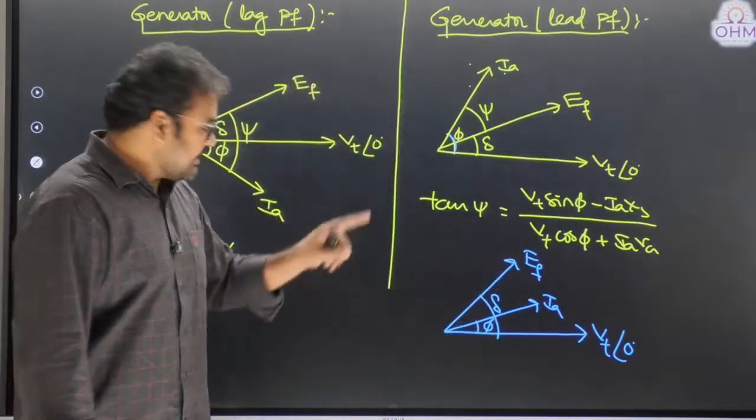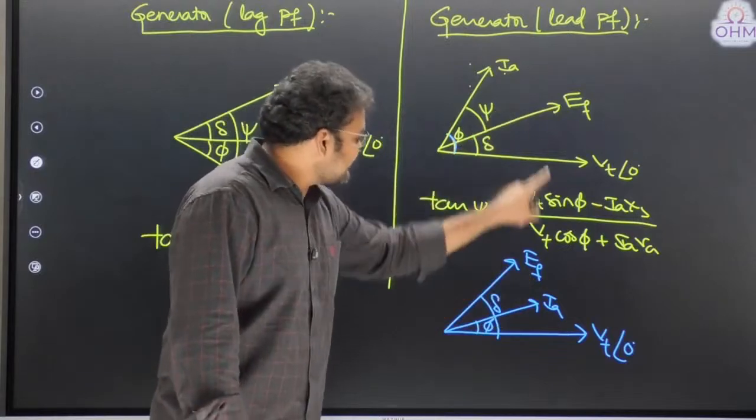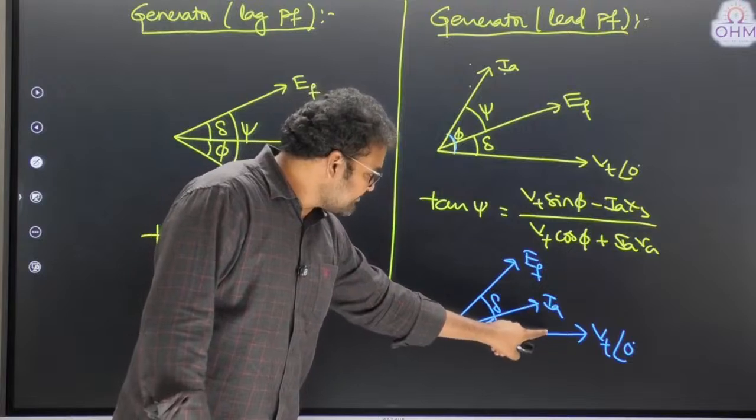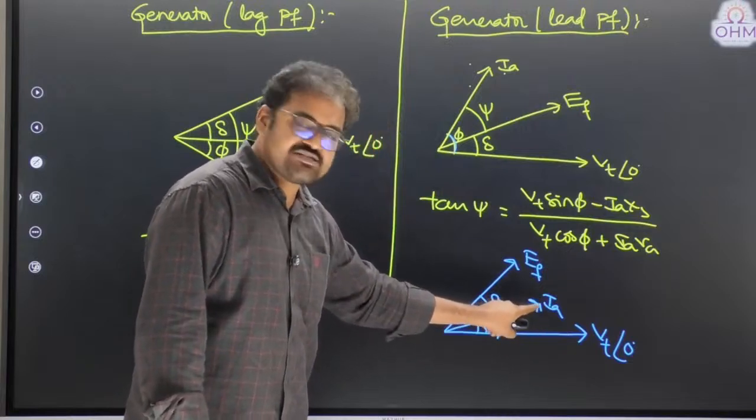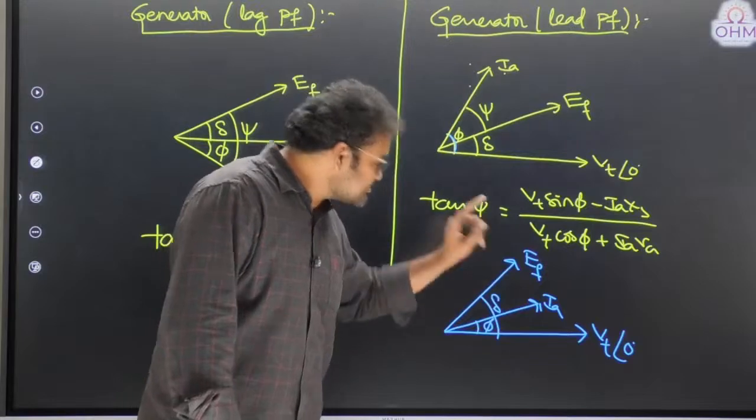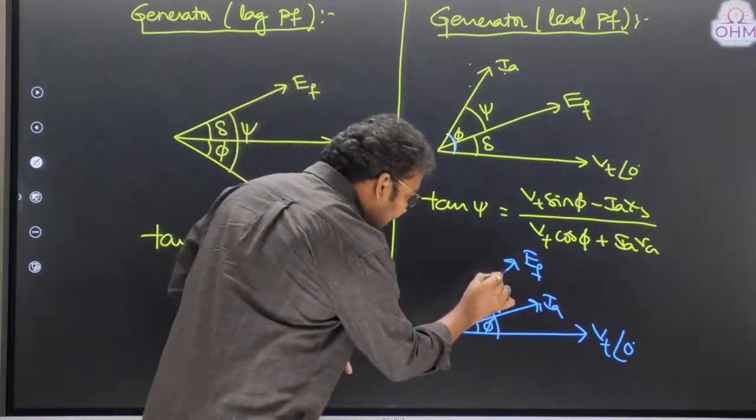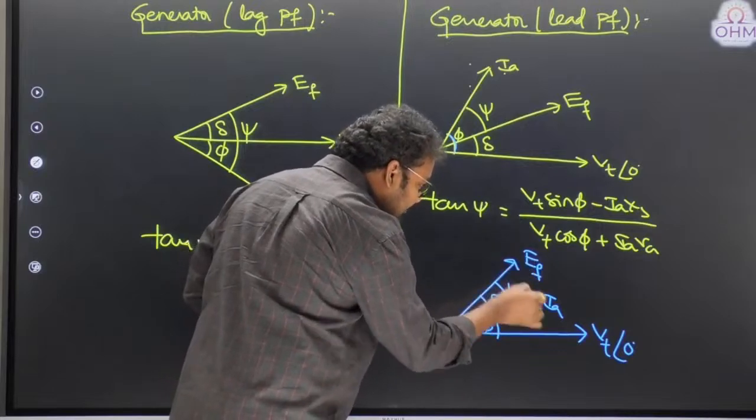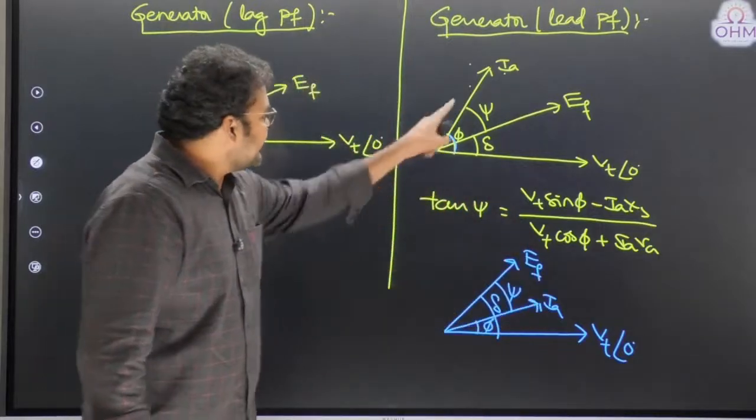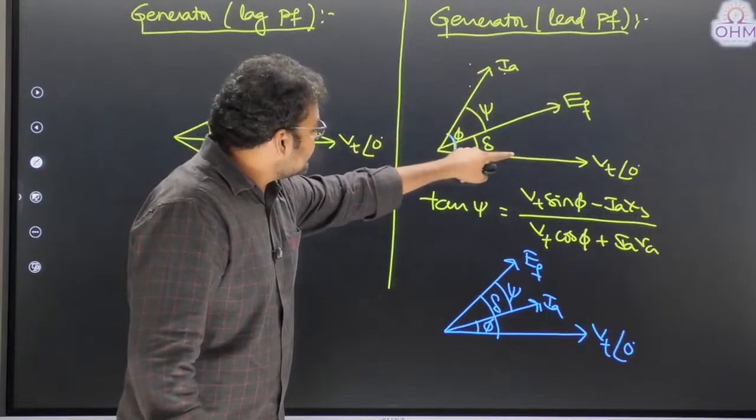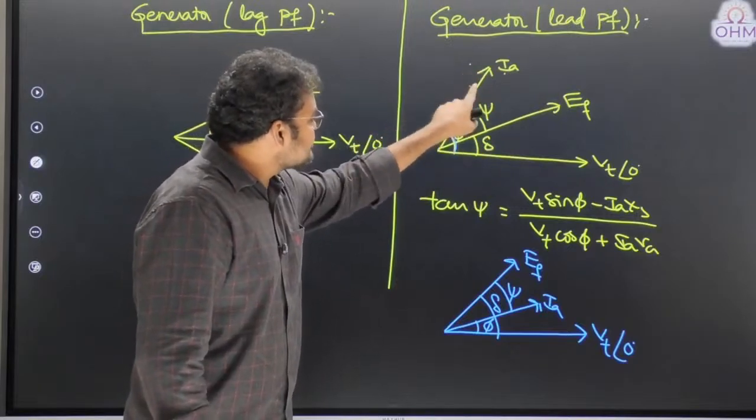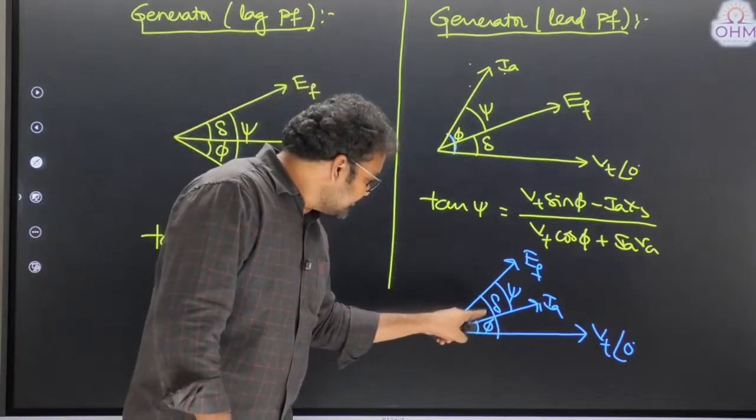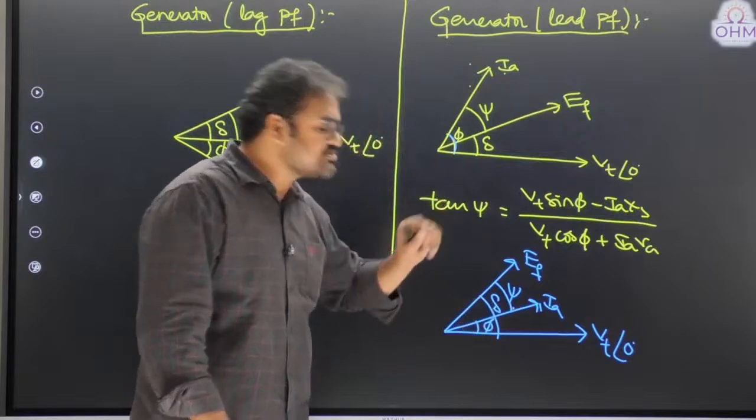Got it? Now you can understand the difference between the previous diagram and the present diagram. In the present diagram, the armature current was leading the terminal voltage, that is fine, but it is lagging the induced EMF. As it was lagging the induced EMF, the internal power factor will become lagging power factor, correct? Whereas here, the armature current was leading the terminal voltage and also leading the induced EMF. But here, it is leading the terminal voltage but lagging the induced EMF.